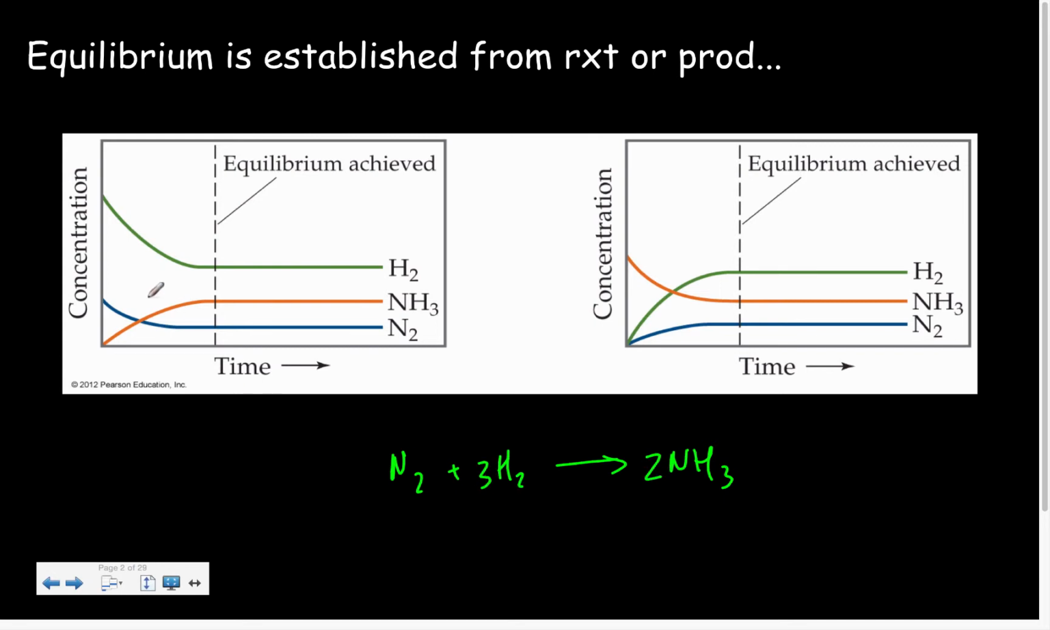If we look at this reaction, we can start with some nitrogen and some hydrogen. Eventually they react, they consume each other, they produce NH3, until eventually we reach equilibrium. Likewise, if we just start with NH3 in the vessel, eventually that will also decompose to form some of my hydrogen and nitrogen.